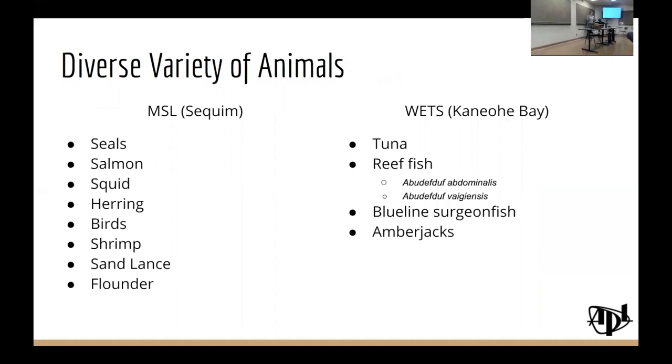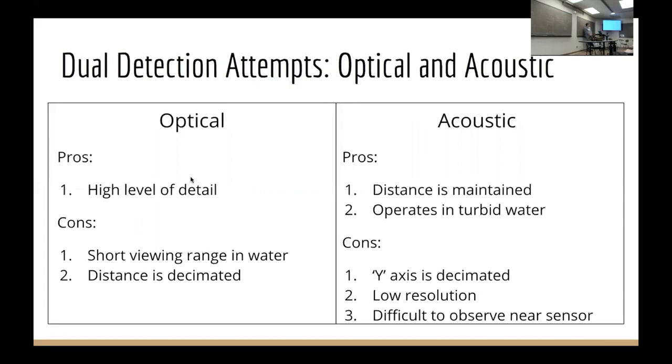One of the issues, though, is that all these sensors produce 60-plus terabytes of data per day. And from our two deployments, we had almost 1 million images from the WET site, which is in Hawaii, and 8.3 million from the MSL site. Because of that, we need to use automated techniques to process all this data. The two techniques that we went for were, one, an optical approach, and two, an acoustic approach.